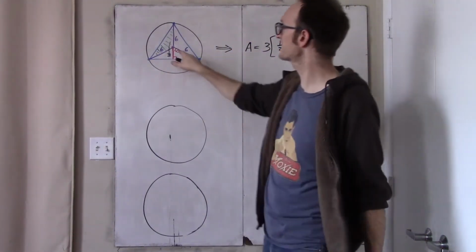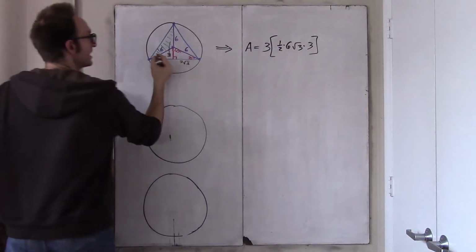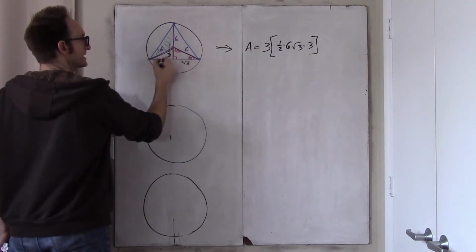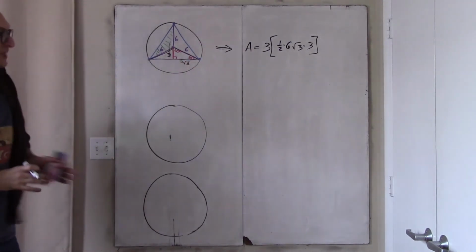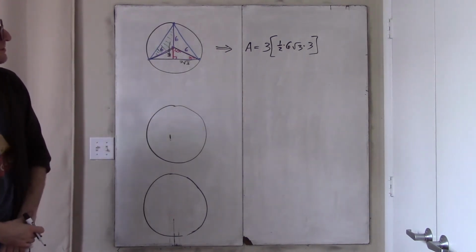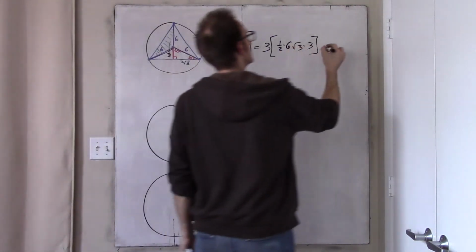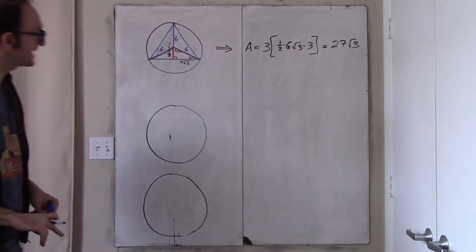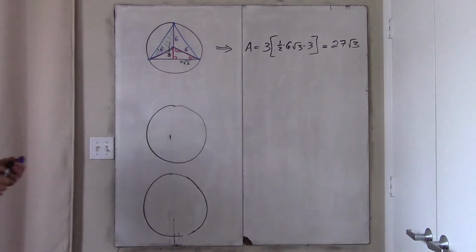The height is 3 because I'm just looking at kind of one of these triangles here. So just kind of like this black one. So 1/2 base is 6 root 3, height is 3. Okay, so what happens when I multiply all this stuff together? I think that becomes 27 root 3. So this is 27 root 3. Okay, great. Next problem.